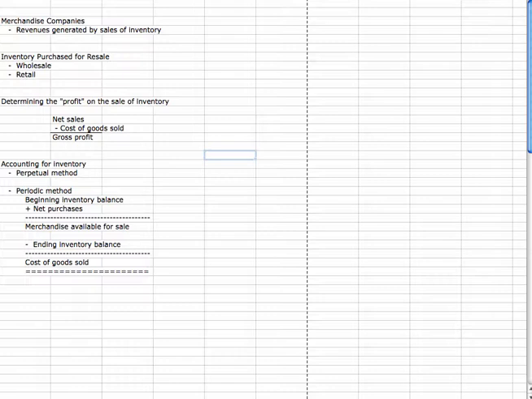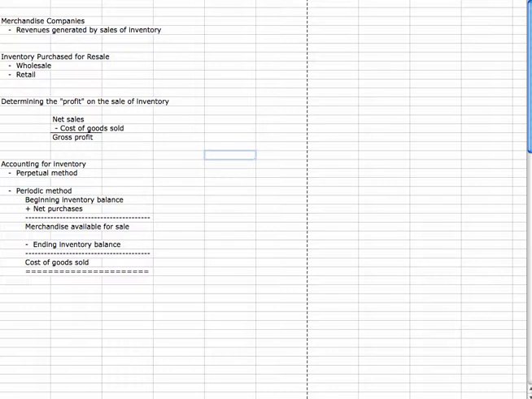Now, the thing with inventory is, since we have a sale of inventory and we can determine how much it costs to purchase and to get that inventory in a saleable condition, we can take a look at that inventory and compare it to the sales. Remember, back in other chapters we talked about the matching principle, where we want to match the expenses in relationship to the corresponding sale that generated that expense.